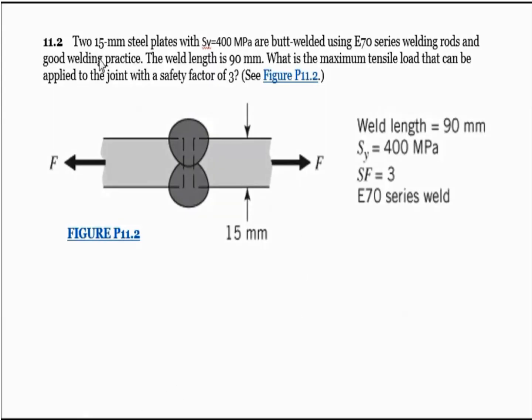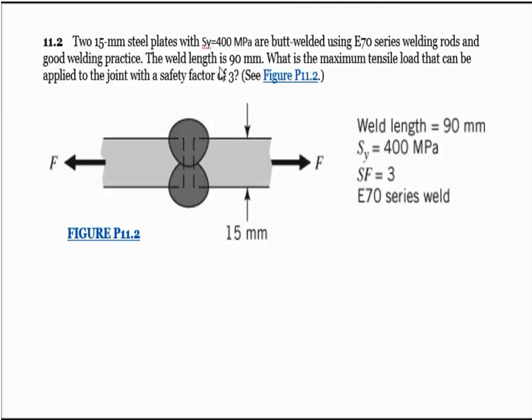Let's take a look at problem 11.2. In this problem here, we have two 15 millimeter steel plates with a yield strength given to us as 400 MPa. These are butt welded using an E70 series welding rod. So this is going to be important when we look up our properties here, and good welding practice, which is going to go into our assumptions. So the wording here is important as far as the assumptions we make.